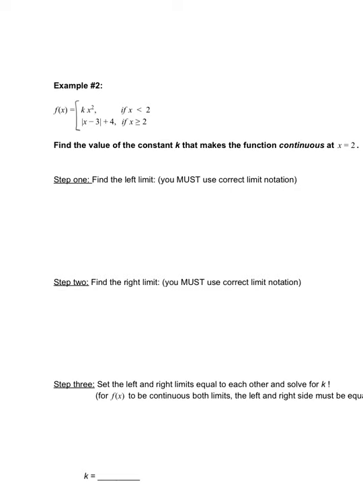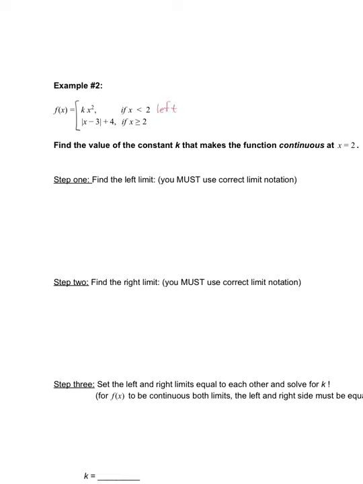Okay, calculus, this is the second page of your notes having to do with continuous piecewise functions. We are going to do example number 2. All right, we are given a piecewise function. If you notice, we have a variable in there, k, kx squared, for all x is less than 2. Less than 2, that is, of course, our left function.